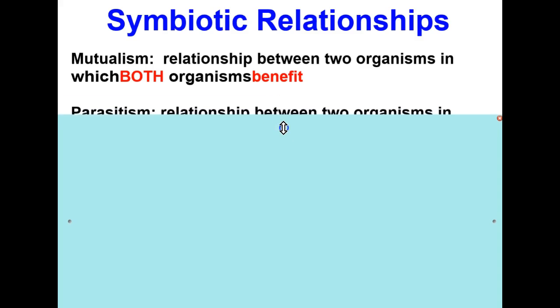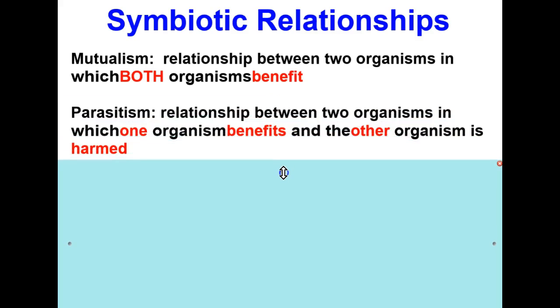Our next type of symbiotic relationship we're going to look at here is called parasitism. Parasitism is the relationship between two organisms in which one organism benefits and the other organism is harmed. Most of us are familiar with the term parasite, and that usually has a negative connotation. So parasitism, one organism benefits and the other organism is harmed.